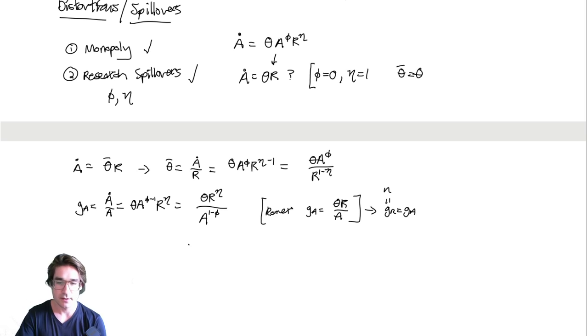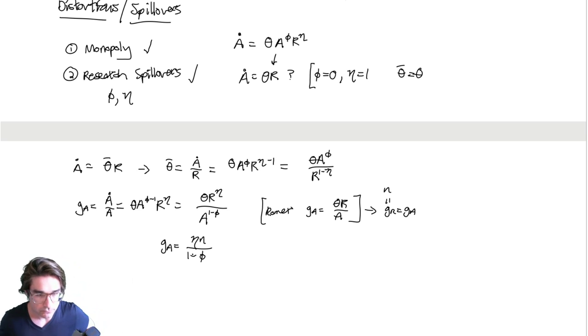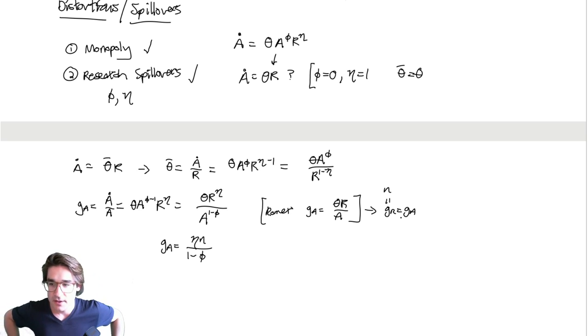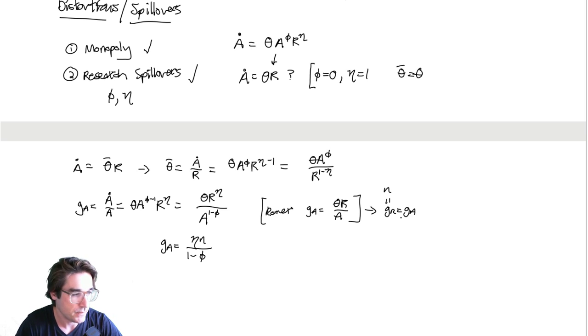But in general, of course, we find that GA should be equal to eta times N over 1 minus phi. So that's where this comes from: if this is growing at rate N and this whole thing is growing at eta N, that should be equal to GA times 1 minus phi. So our special case is the simplest case, but it also eliminates some of the potentially interesting spillovers coming from that kind of action.